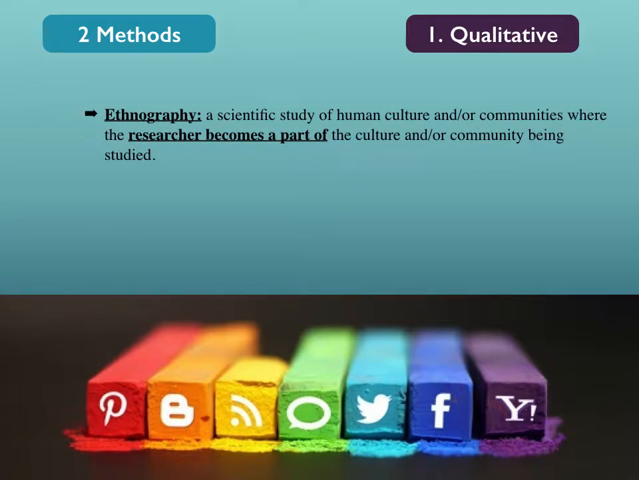Another one of those types of methods of qualitative research is ethnography. This is a scientific study of human culture and or communities where the researcher becomes part of the culture and or the community being studied. So if I'm doing ethnography and I want to study college students, I'll enroll in a college and act like I'm a student to be able to study them. Or joining a gang to study gangs, or becoming a waitress to study servers. That's ethnography.